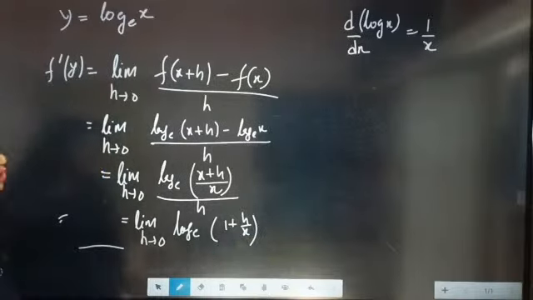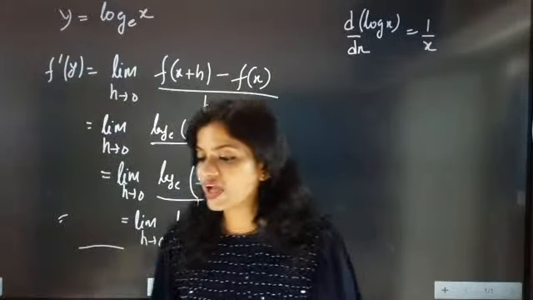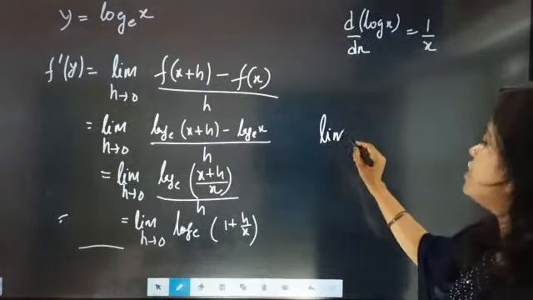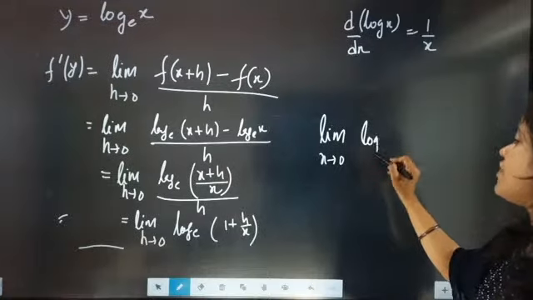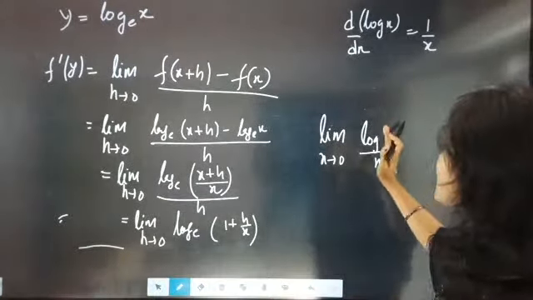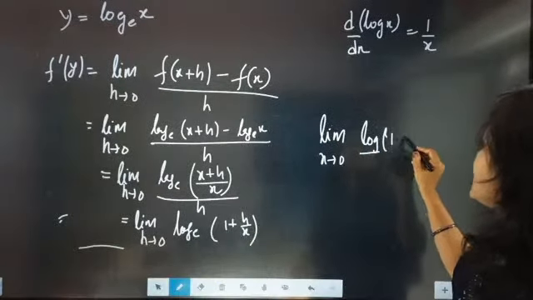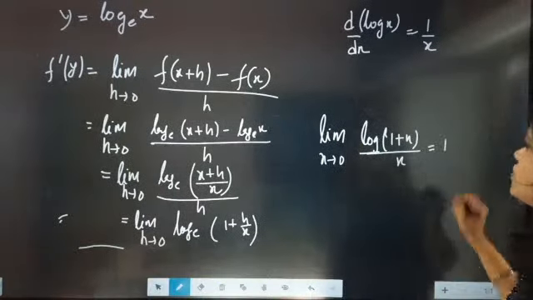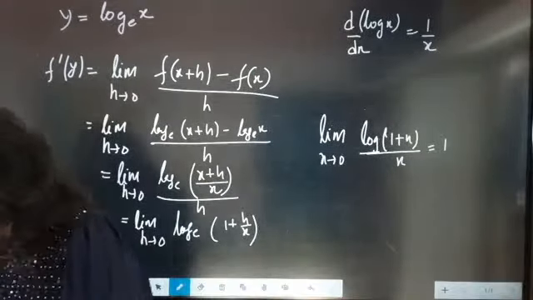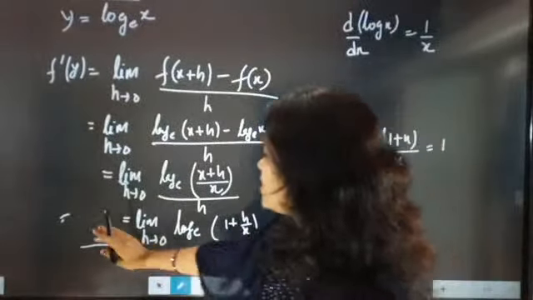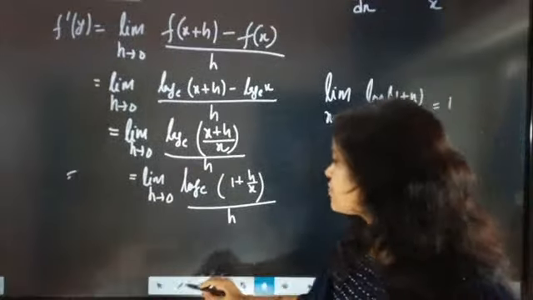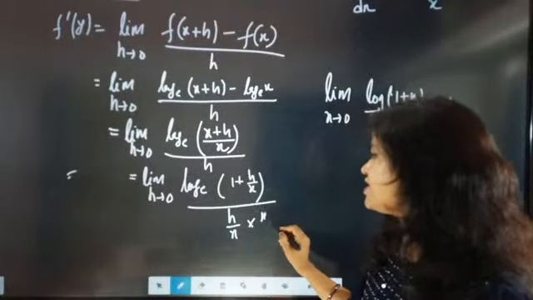Now there is one small formula we learned in the limit part. Limit x tends to 0 of log of x by x equal to 1, no, this is not the formula. It was exactly written as limit of log of 1 plus x by x equal to 1. The formula was log of 1 plus x by x equal to 1. So here we have h only, so we first divide it as 1 by h and x we are going to write.